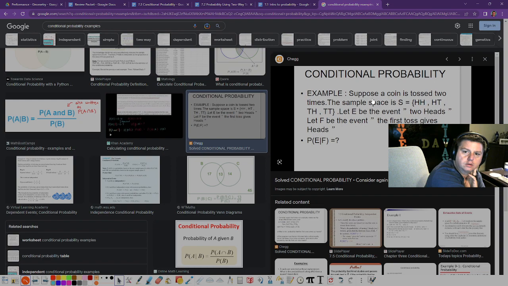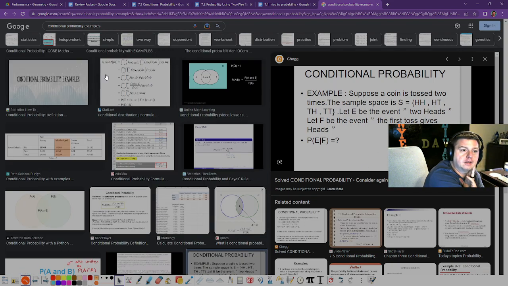Because a coin is tossed 2 times. Heads, heads, tails, heads, heads, tails, tails, tails. 2 heads. Kind of like that one.